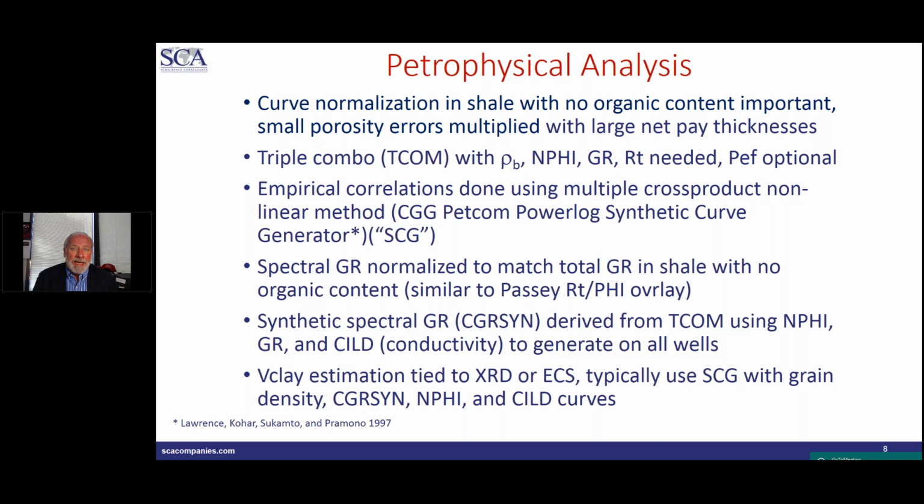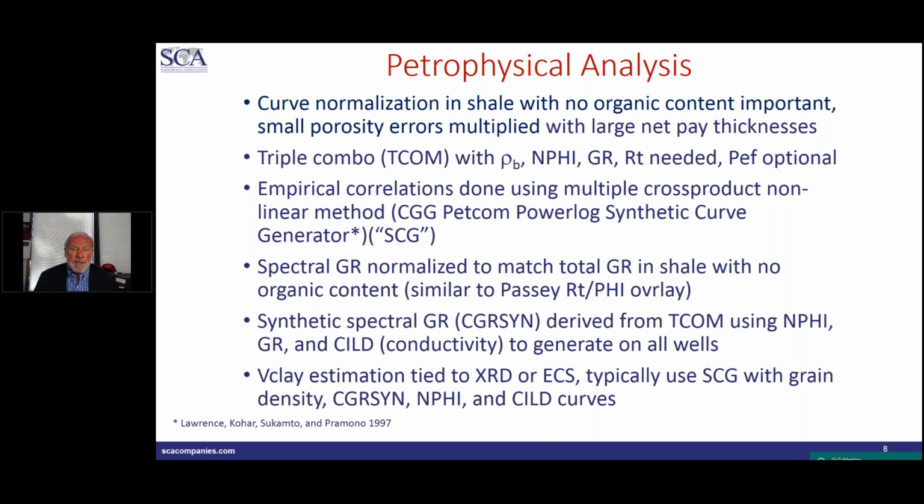For VCLAY, we try to tie that back to XRD. ECS, the pulse neutron type tool, is really nice because it gives you continuous numbers. Basically what we use there typically is grain density, the spectral gamma ray, CGR SYN, the neutron porosity, and conductivity. Again, all your curves normalized: your density, neutron, and gamma ray are normalized. Those are the ones we normalize. You notice conductivity is in there quite a bit.